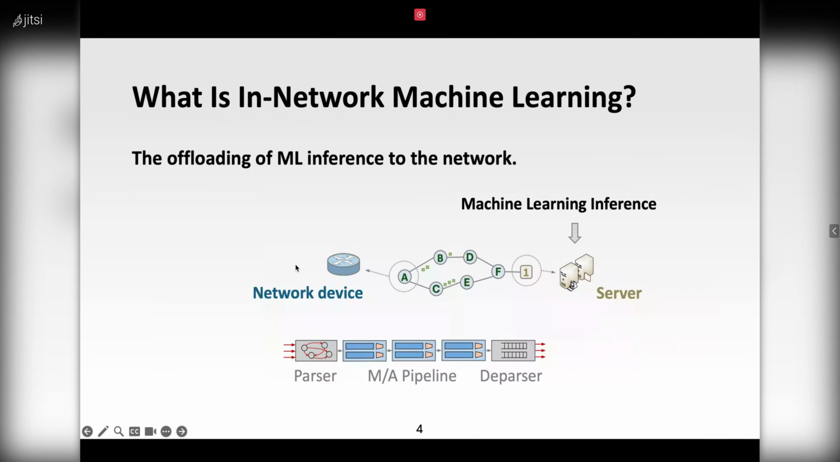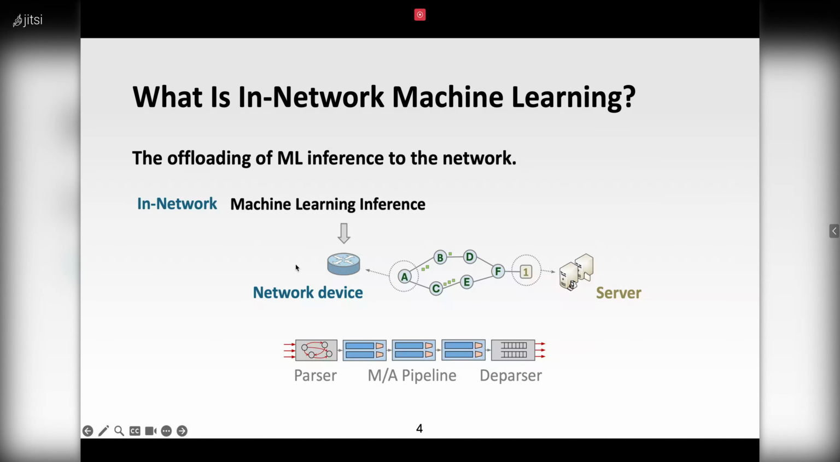What in-network machine learning really is, is the offloading of machine learning inference to the network. Traditionally, machine learning inference is based on servers. Now we want to remove it from there and move it into the network devices themselves. That's called in-network machine learning.